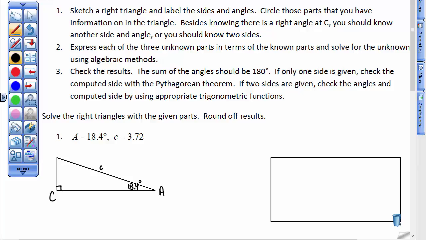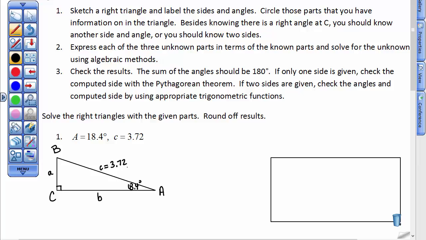So I'm trying to draw this picture to scale. Since I know this is angle A, I would come over here and call this angle B, capital letter B, and of course I'd call this side B. Remember, if this is angle A, I'd call this side A. So our first step is to sketch a right triangle and label the sides. I've written here, circle those parts so you have information on the triangle. So you see right here, side C is equal to 3.72.